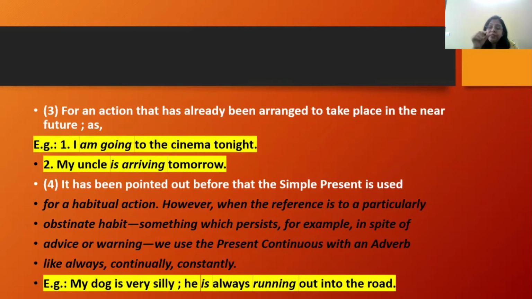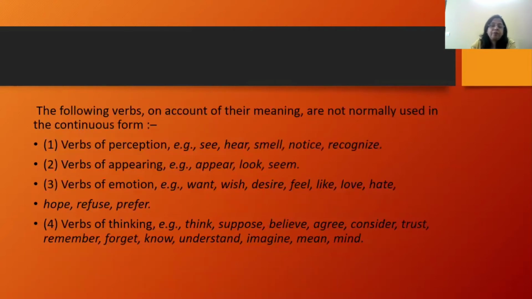Although it is in simple present tense, my dog is very silly, when I am writing the second part of the sentence, he is always, the adverb always is used. He is always running out into the road. So this again relates to an action which is an obstinate habit, and even in spite of advice or warning, it is continuously going on. Now, let us see what this particular slide is telling us.